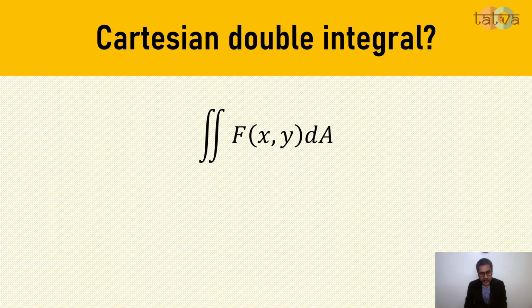which will have a function of 2 variables, and the 2 variables are x and y, a double integral operator, and an area element dA. So this is a standard representation of a Cartesian double integral.